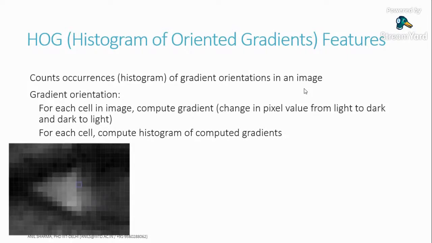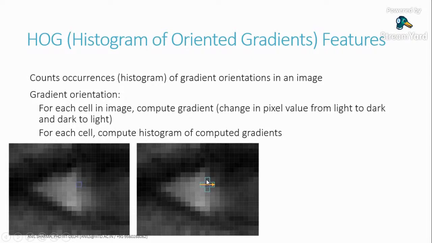Let's say this is a small part of the image that we saw in one of the previous slides, and each square in this image shows a pixel. This selected pixel is one of the pixels for which we want to compute the histogram of oriented gradients. What we will do is look at all of its neighboring pixels, and compute the difference in the pixel value from left to right, from top to bottom, from bottom to top, and from right to left. And then we will take the maximum of all the four values.